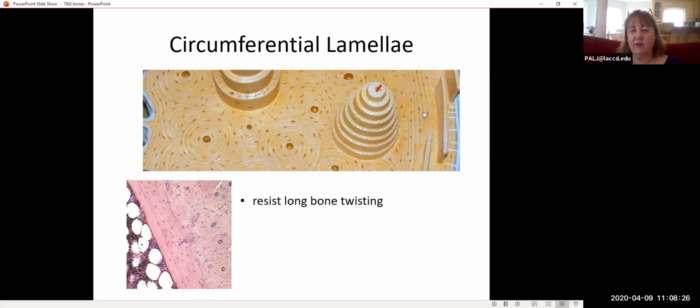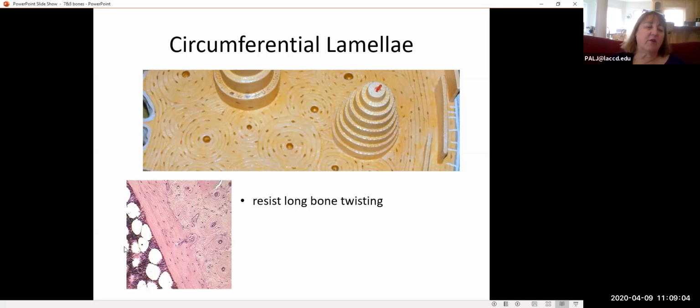And so we have maybe half a dozen of them. And they're going to help resist that long bone twisting I referred to, because they are going to have their collagen fibers perpendicular to each other. Now, not only do we have circumferential lamellae deep to the periosteum, but if we go to the left where the spongy bone is, you will see that we have circumferential lamellae here, although it's only about maybe 2, 3, or 4 layers of them. So between the compact bone and the spongy bone.